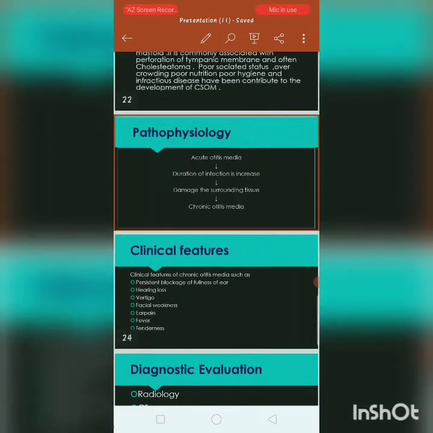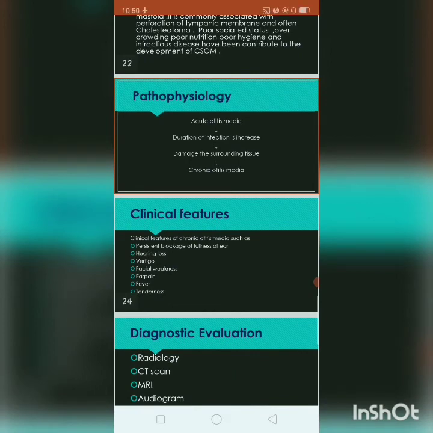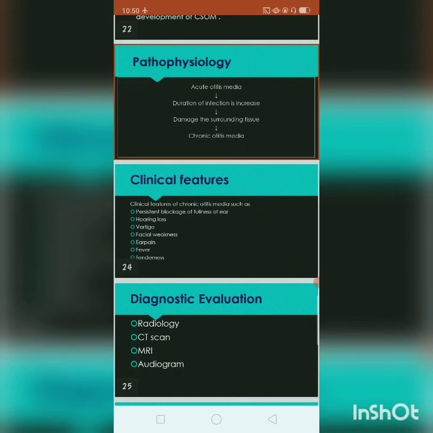chronic suppurative otitis media. Then we will see the pathophysiology. First, it starts with repeated or prolonged episodes of acute otitis media. It leads to an increased duration of infection, which damages the surrounding tissue in the ear and causes chronic otitis media. So chronic otitis media starts because of repeated episodes of acute otitis media.